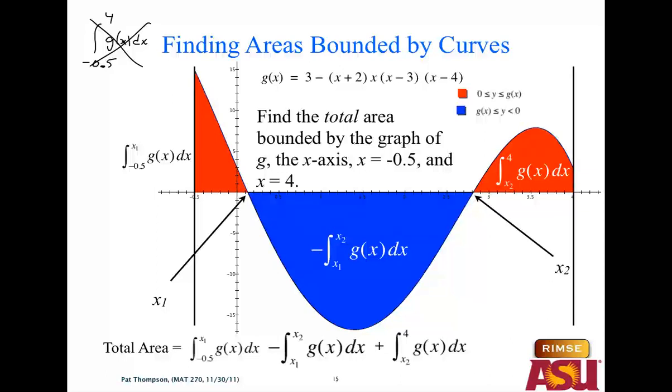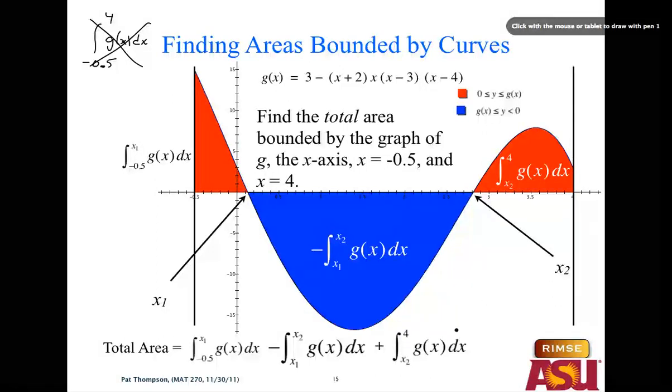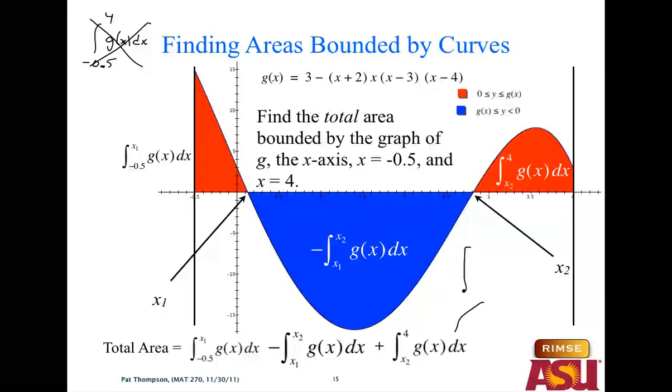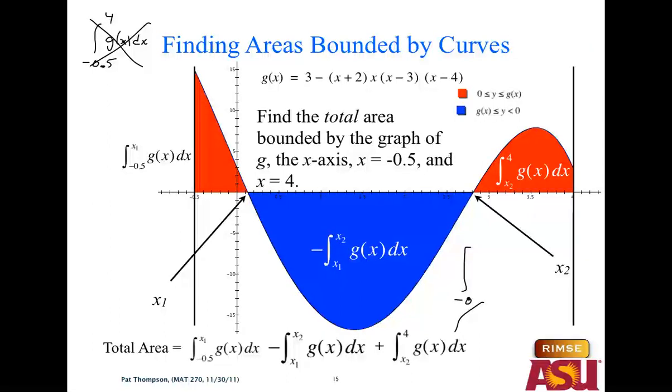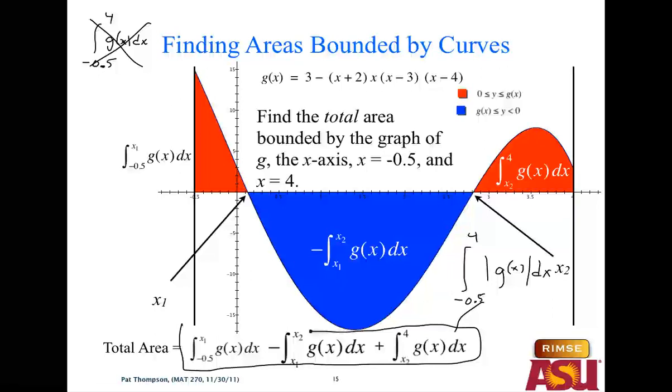So in terms of absolute value, you could do the integral from -0.5 to 4 of the absolute value of g, and that equals this whole expression. But solving that still requires that you break it up, because you've got 3 different functions.